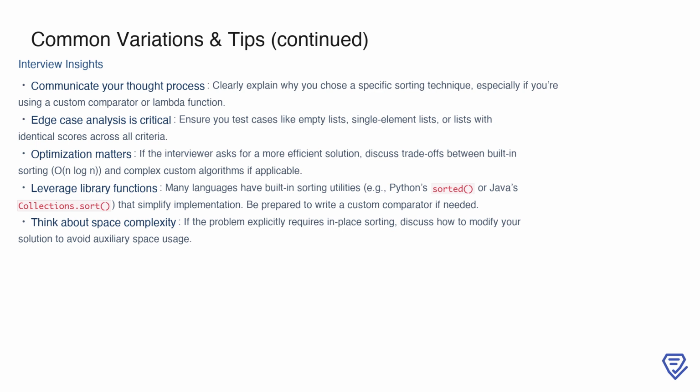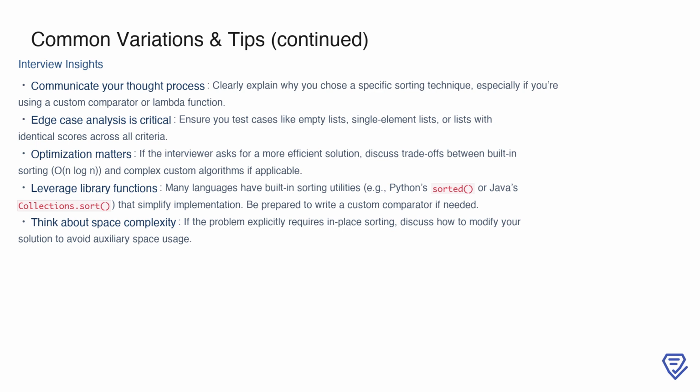Now, when you're solving sorting problems in an interview setting, there are a few key things to keep in mind. First, always communicate your thought process clearly. Explain why you chose a specific sorting technique, especially if you're using a custom comparator or a lambda function. This helps the interviewer understand your reasoning and problem-solving approach. Next, edge case analysis is critical. Make sure you test cases like empty lists, single-element lists, or lists where all the scores are identical.